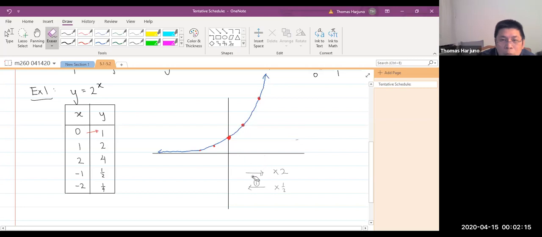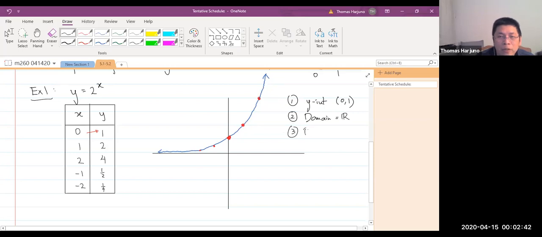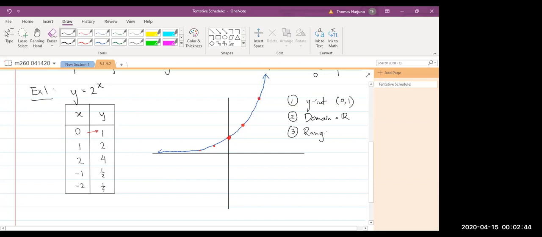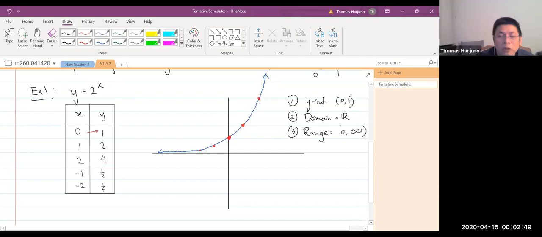You have seen this supposed to be in your intermediate algebra, but I want to summarize that again. First, the y-intercept is (0, 1). Second, the domain is all real numbers. How about the range? From this graph you see, 0 to infinity. Including 0 now? No, don't include it. Not included.